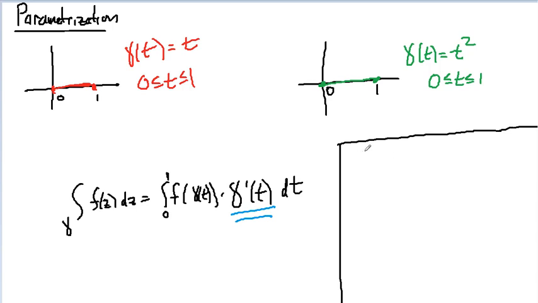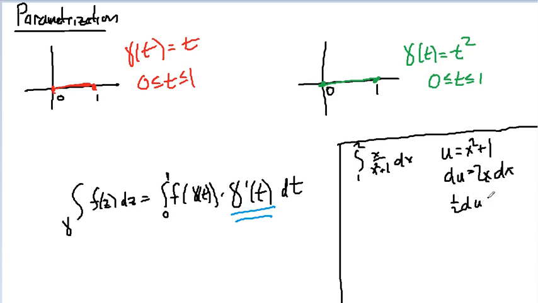In calculus, you may have encountered an integral at some point like this: x over x squared plus 1 dx. The way we typically solve this is we let u equal x squared plus 1. du is equal to 2x dx, and 1/2 du is equal to x dx. So what do we have to do? We can just replace it.